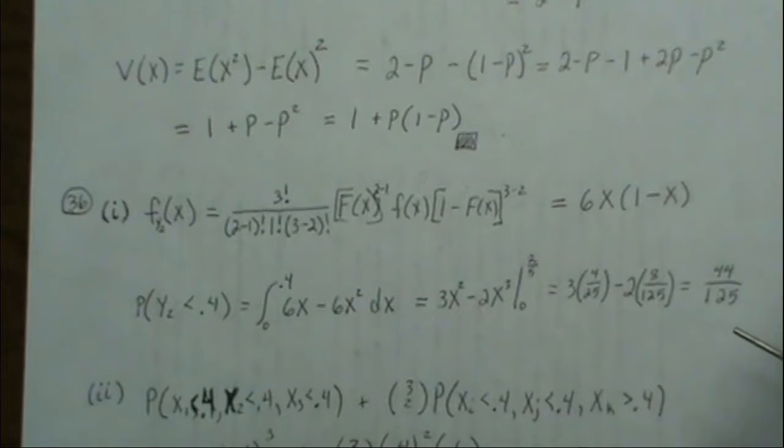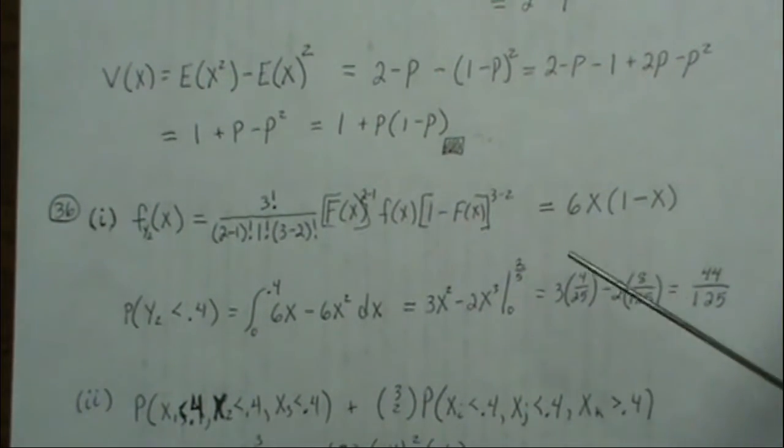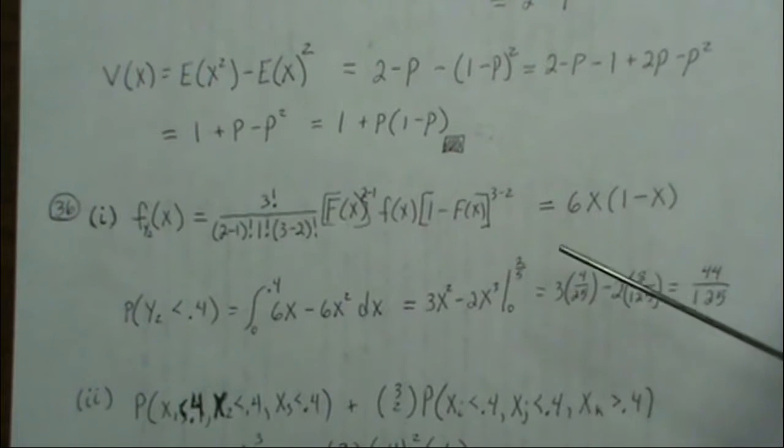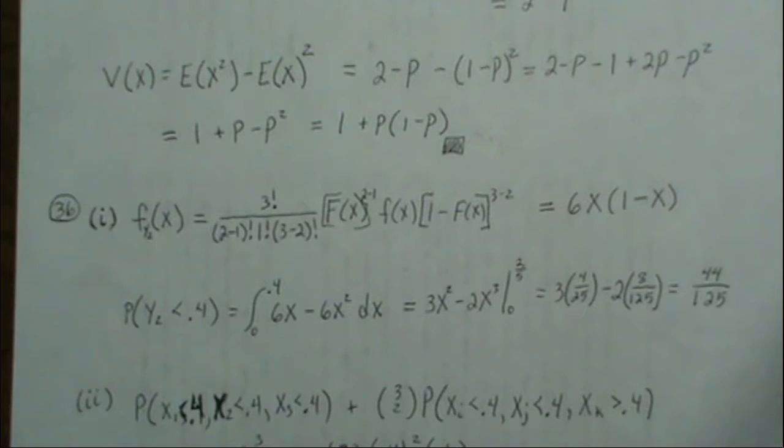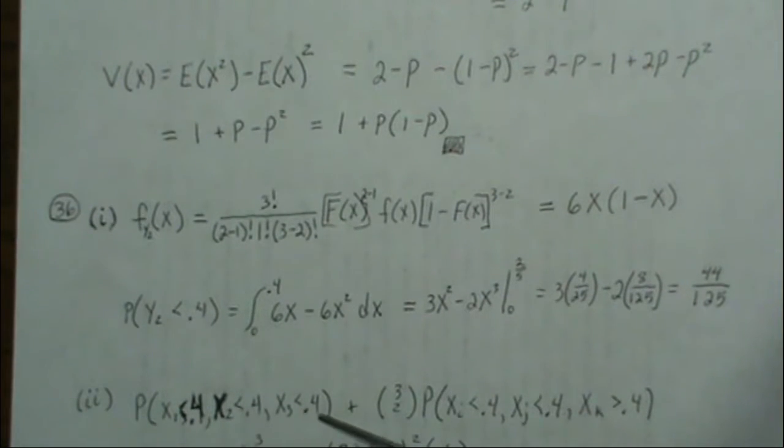Now the second approach is this. So how can the median be less than 0.4? And the median is our middle value. So if all 3 observations are less than 0.4, so the x1, x2, and x3, or 2 of the 3 values are less than 0.4.